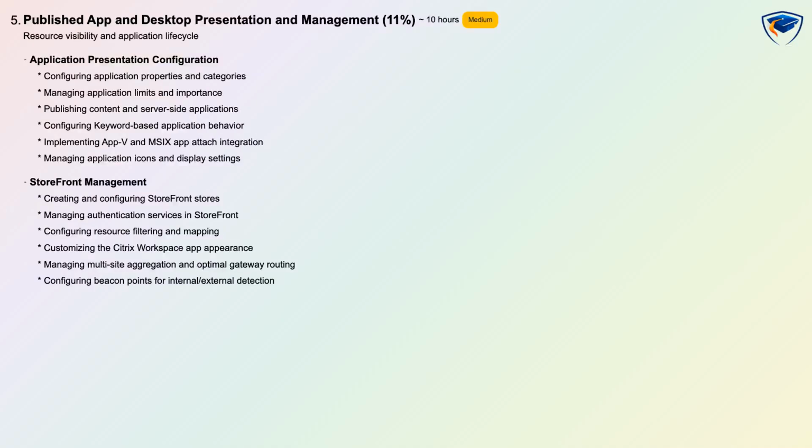Published app and desktop presentation and management is 11%, focuses on resource visibility and application life cycle, is medium, and estimates 10 hours. You will configure application properties, categories, limits and importance, and manage server-side published content. The syllabus includes AppV and MSIX app attach integration, keyword-based application behavior, and managing icons and display settings. Storefront management is also covered, including creating stores, authentication services, resource filtering, multi-site aggregation and beacon point configuration.